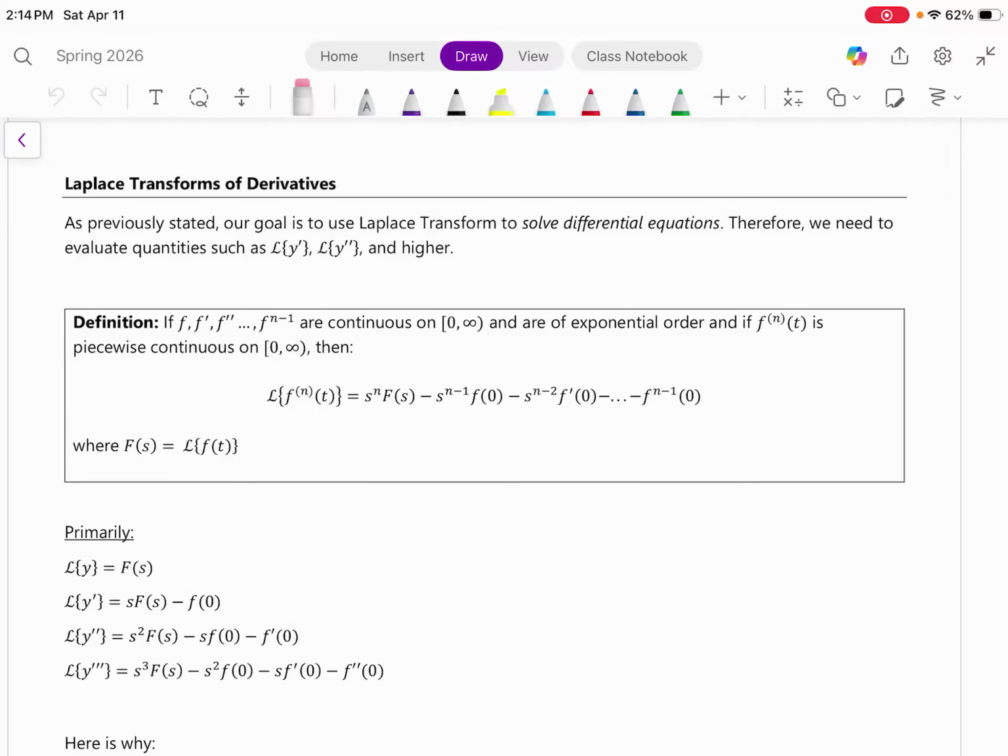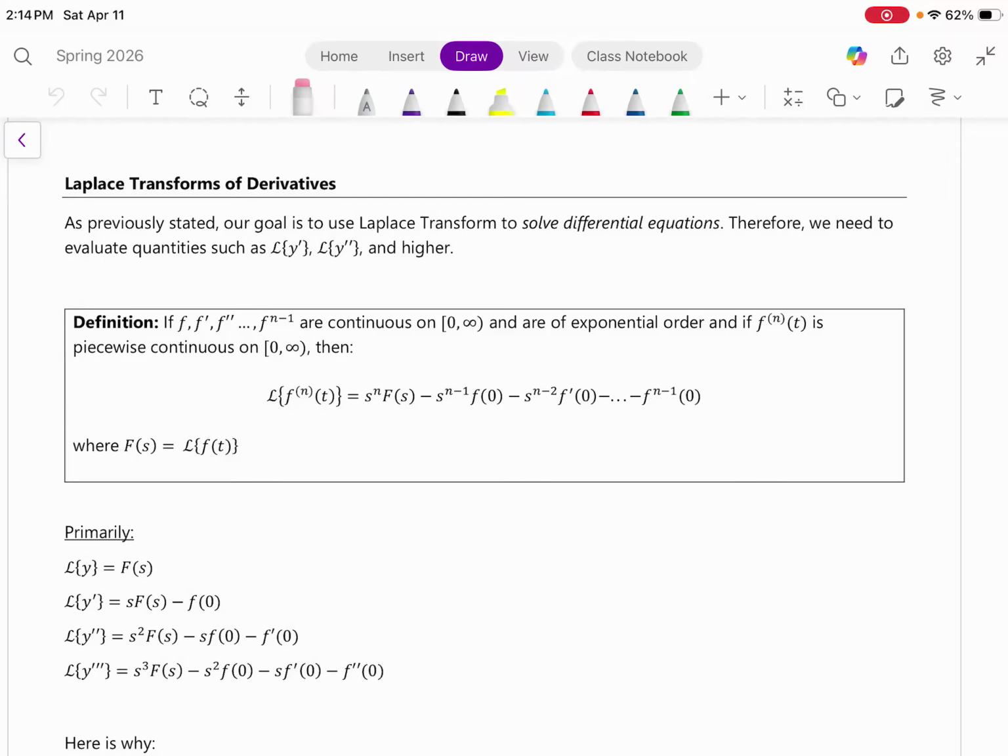All right. Hi, everybody. Welcome back to section 7.2. And in this video, we're going to define a Laplace transform of a derivative and higher order derivatives.